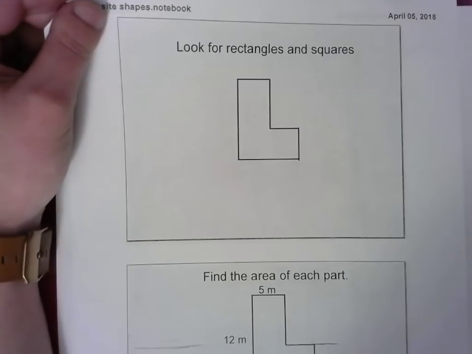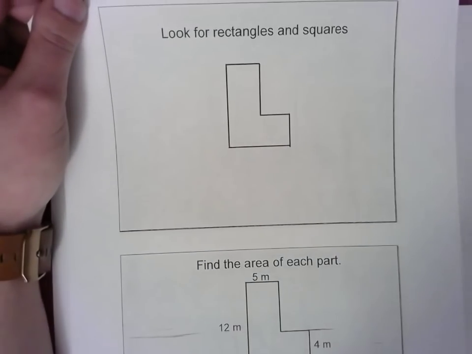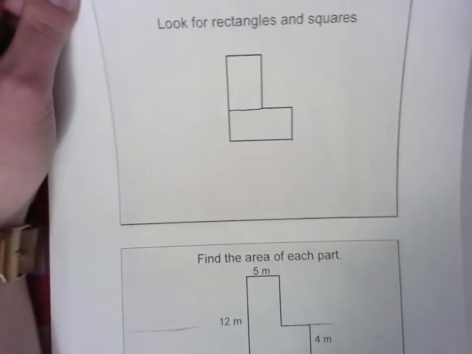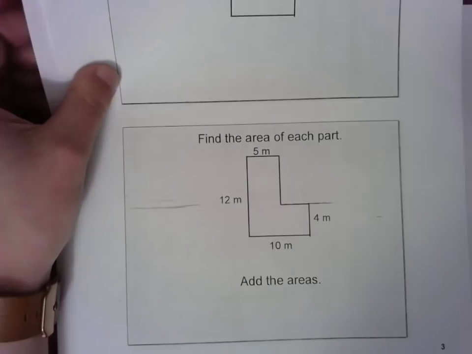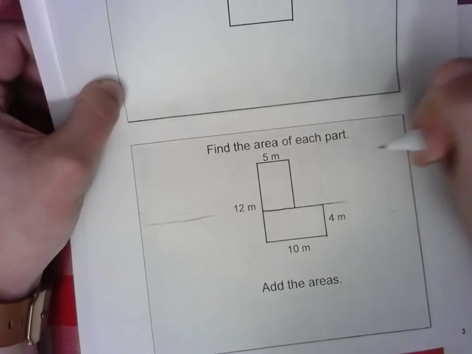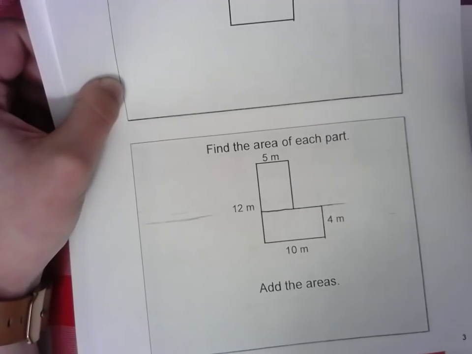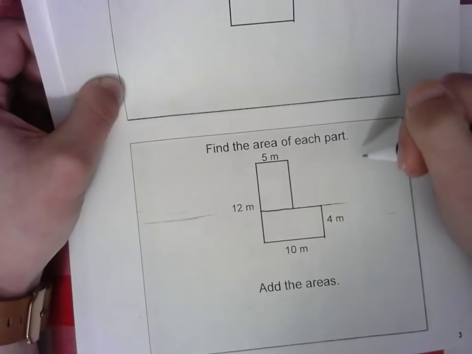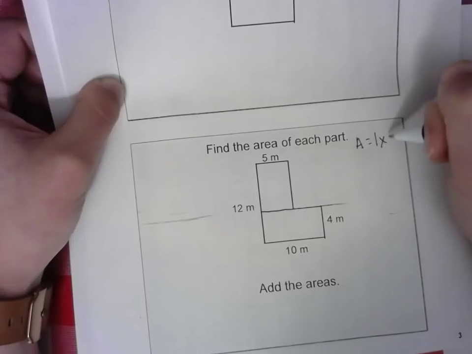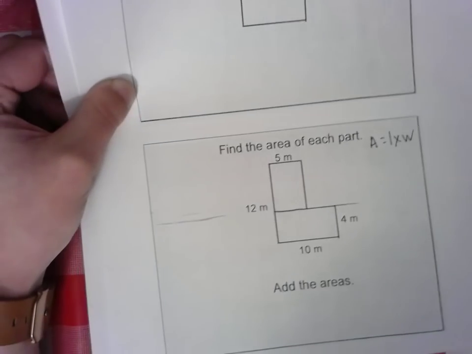So again, look for rectangles and squares. You can break it up any way you want to. I'm going to go like that. This shape down here is the same shape, so again, go like that. So I have 2 rectangles. Well, again, the area of a rectangle is length times width. Alright, so I'm good to go.